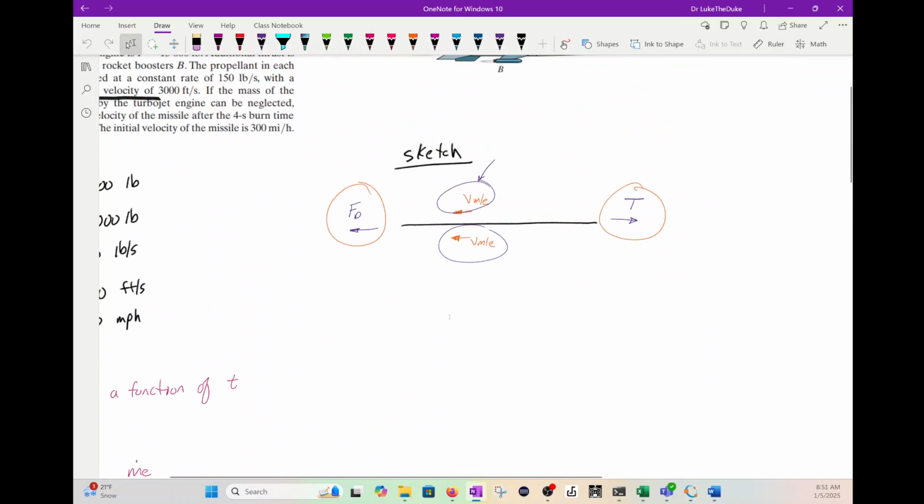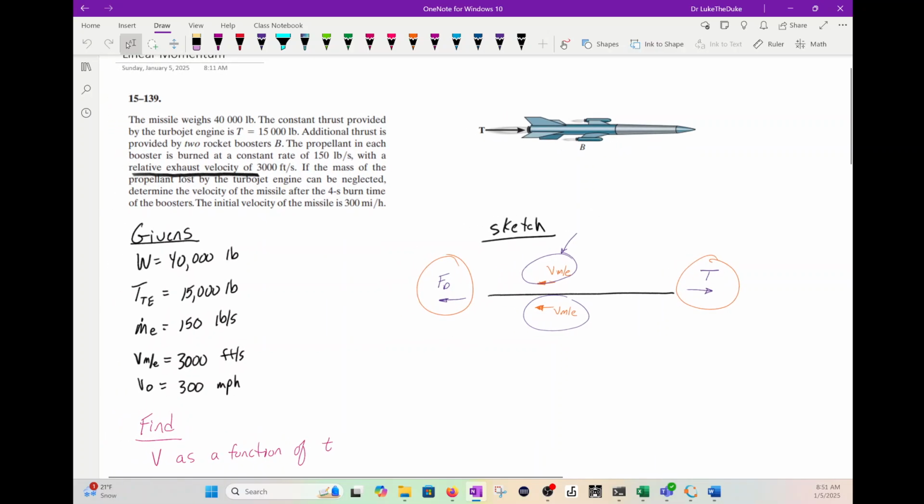Go back up here. So in this particular problem, I used linear momentum to find velocity as a function of time. And then we solved it numerically. All right, thank you. If you have questions, let me know.